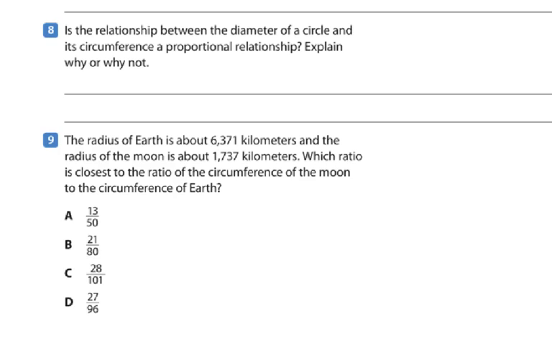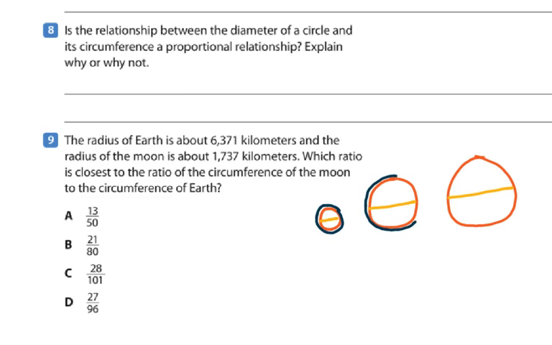Number 8 is an interesting question. It says, is the relationship between the diameter of a circle and the circumference a proportional relationship? Explain why or why not. If you'll remember in class, the day I demonstrated this, I had lots of different circles, didn't I? And also on the Lucy video with her hoop, it doesn't matter what size circle it is. It could be this size or this size or this size. If I take a rope and go across the diameter 3 times and a little more, it's going to give me the distance around the outside of this circle, the circumference.